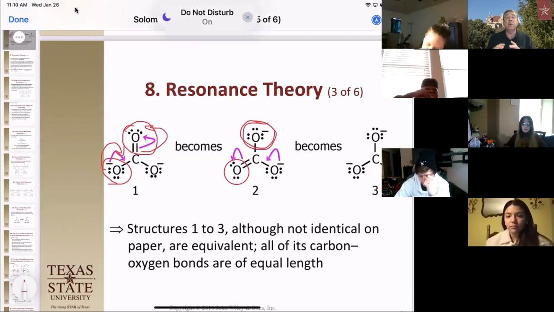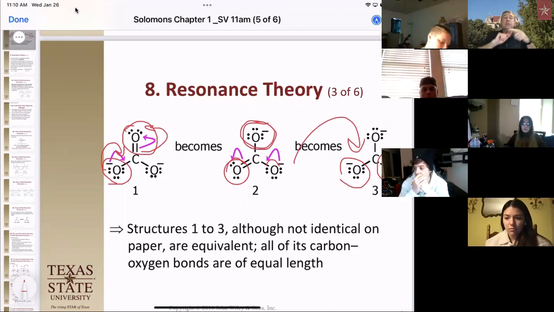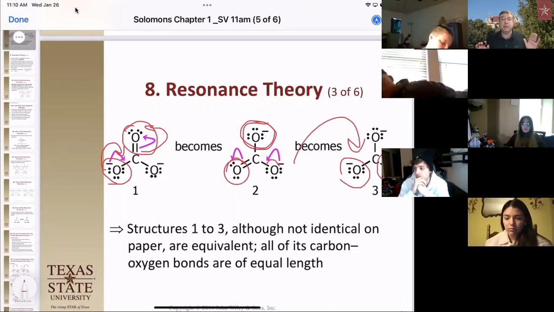We've only moved electrons. Now we can do that again, and it becomes number 3 by moving these electrons up to give us a single bond and a charge, and moving this charge down to give us a double bond and a neutral oxygen. Do we see how all we've done is move electrons? Electrons can be moved from lone pairs or double bonds around the molecule. We do not break single bonds. We do not move atoms.